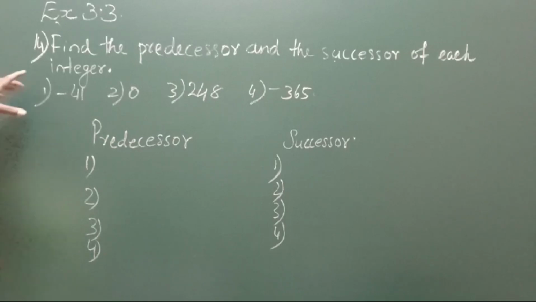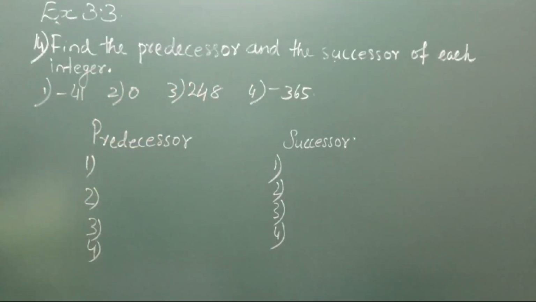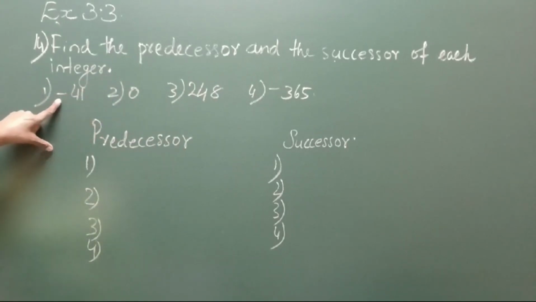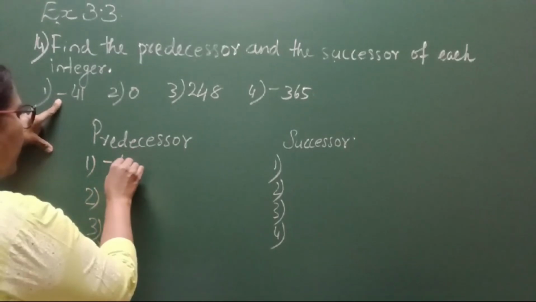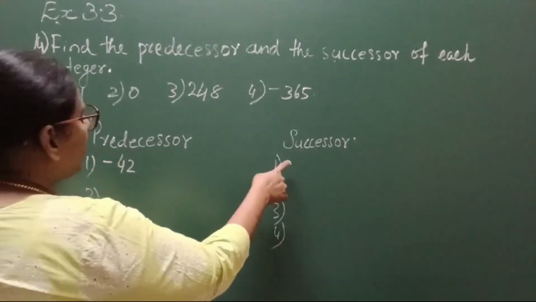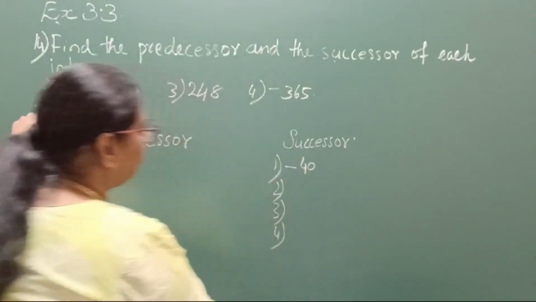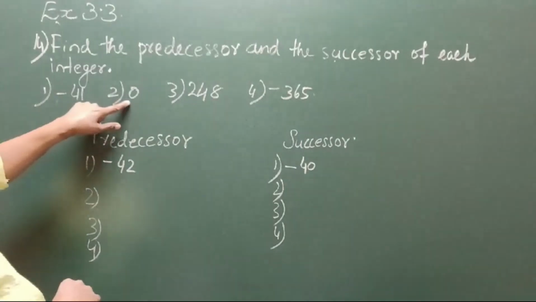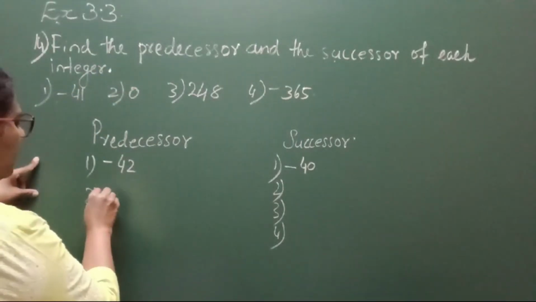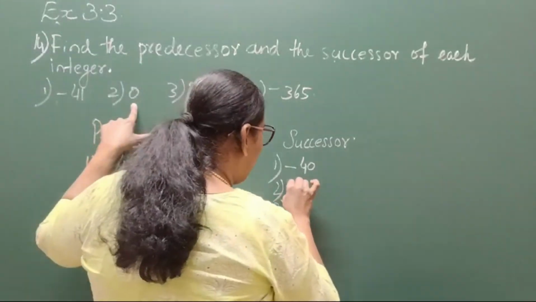Our next question is find the predecessor and the successor of each integer. First one is minus 41. The predecessor of minus 41 is minus 42. Successor of minus 41 is minus 40. Then next question is 0. Predecessor of 0 is minus 1. Successor of 0 is 1.